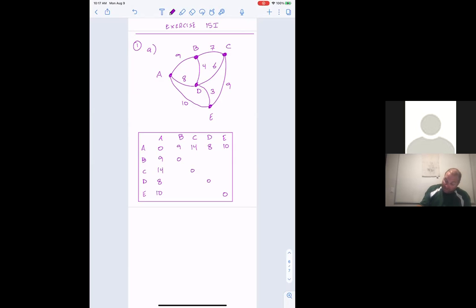Meanwhile, B to C is a direct 7. B to D is a direct 4. And B to E can't beat 7, 4 and 3. C and D, it's like 6 is very nice. C and E, I have 2 different ways of getting there with 9. And then finally, DE is clearly 3. Okay, so that's the table of least weights.